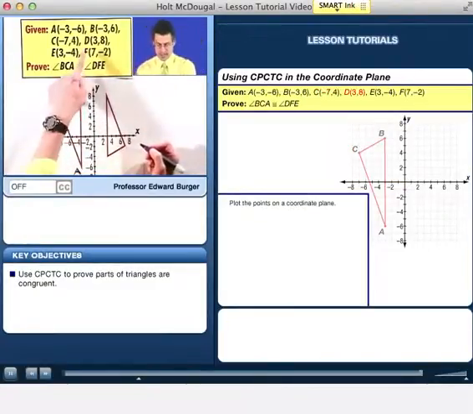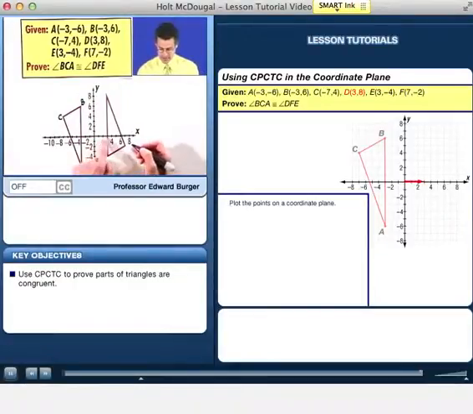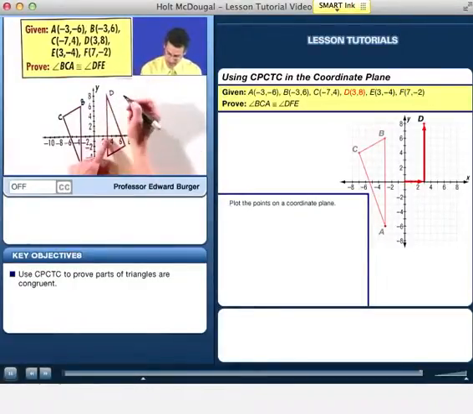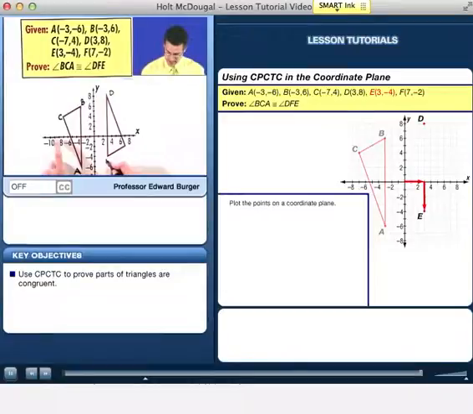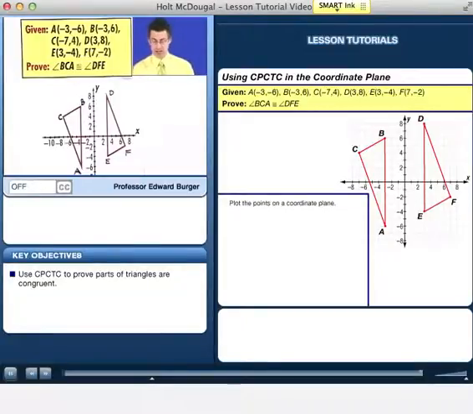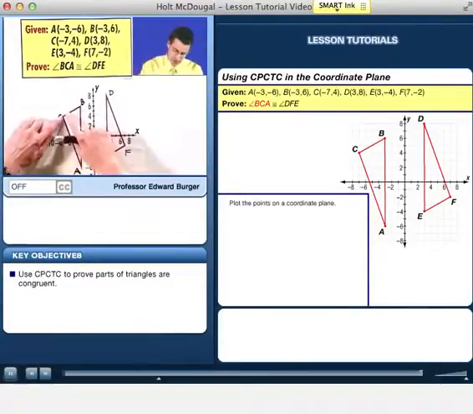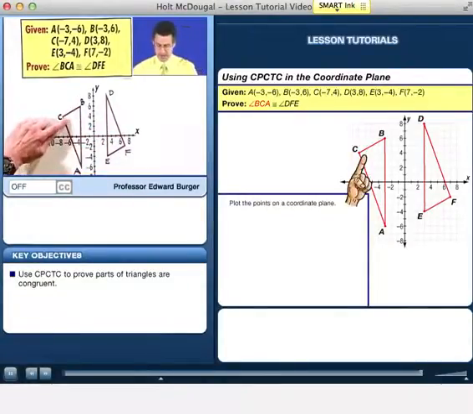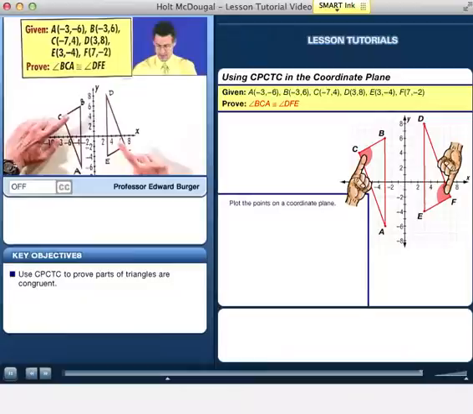Okay, now what about D? Well, D is 3, 8, so I go over 3 and up 8, so that's D. And I put the rest of the points in. It turns out this is E, and this is F. Okay, great. Now, what are the angles that we're trying to take a look at? The angles we're trying to take a look at are B, C, A. So I want to take a look at that angle right there. I want to keep my finger there, and I want to show, hopefully, that it's congruent to angle DFE. So I want to show those two angles are congruent.